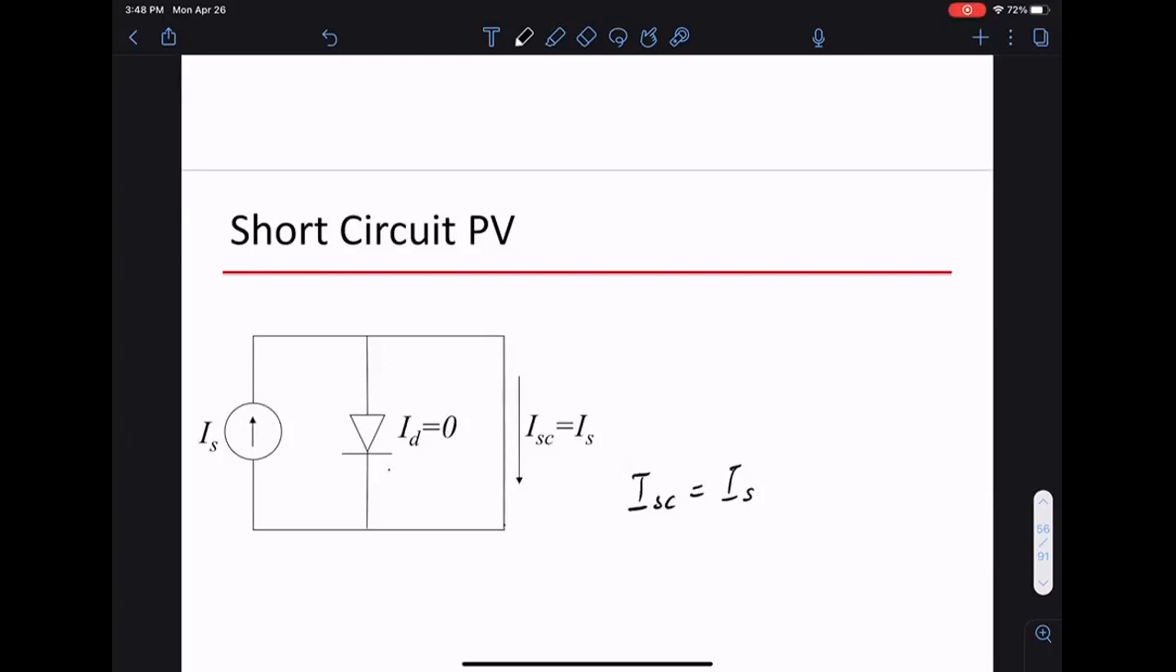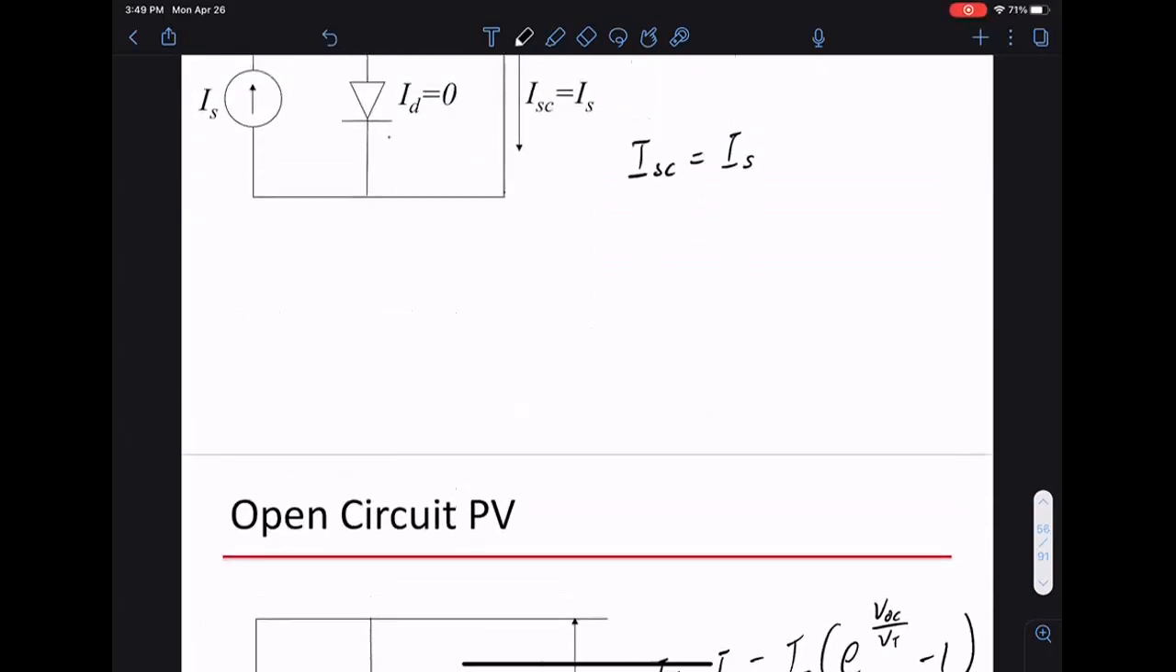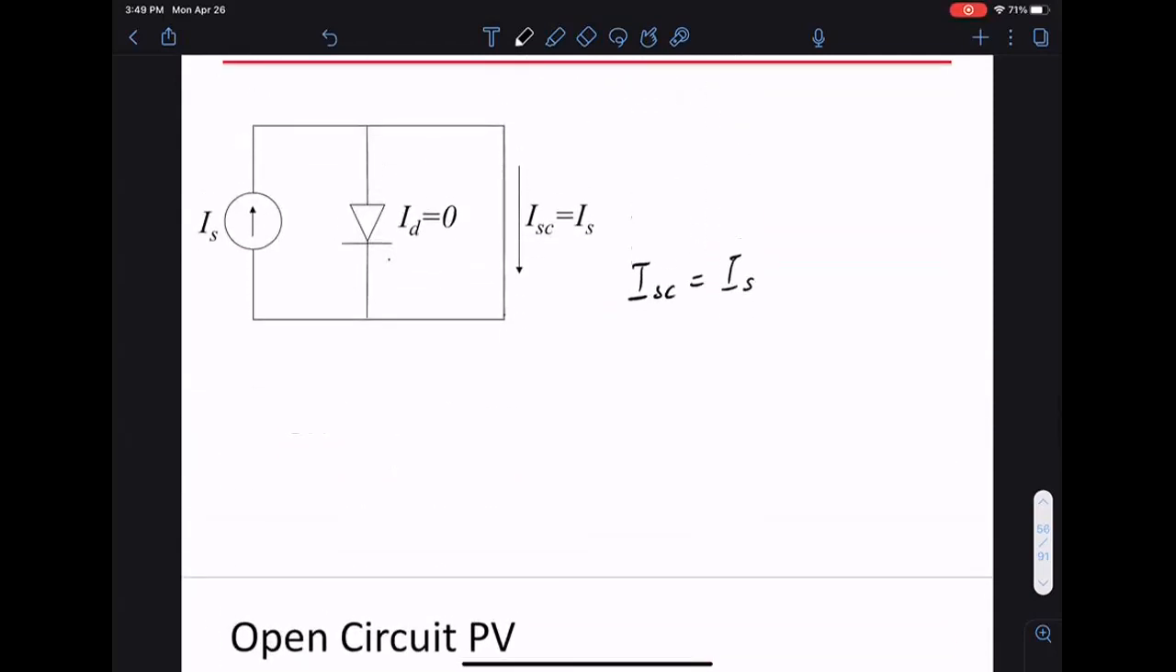Right. So a lot of times we care about these things because these are the things we can measure. We can measure the short circuit current, we can measure the open circuit voltage. So we want to know how they relate to more internal quantities like solar current. Solar current is something happening inside the material. We don't necessarily get to measure that. So one way to estimate solar current, which is our circuit representation, is to measure the short circuit current.